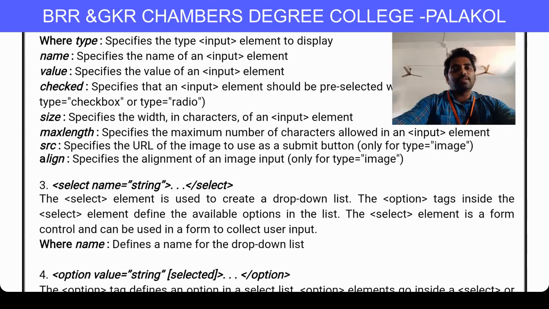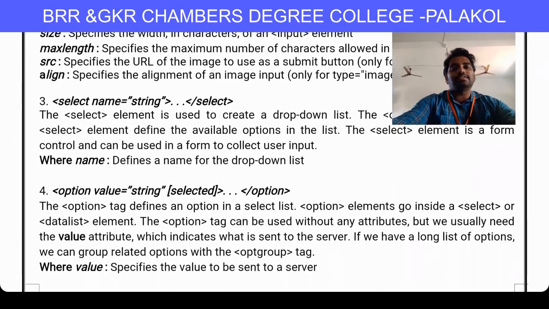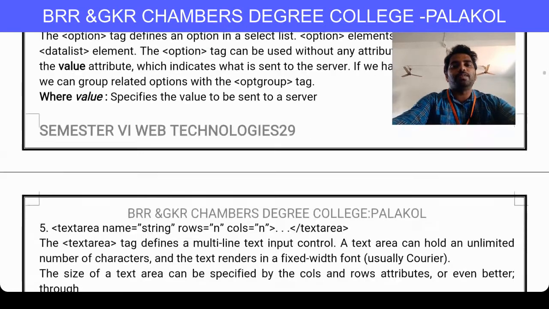Two tags are there, the option tag and the select tag. Next, the option value is a string. This defines the option in the select list. The option element is inside the select and datalist elements. An option tag can be sent without any attributes, but we usually need the value attribute, which indicates what is sent to the server if you have a long list of options, where value specifies the value sent to the server.